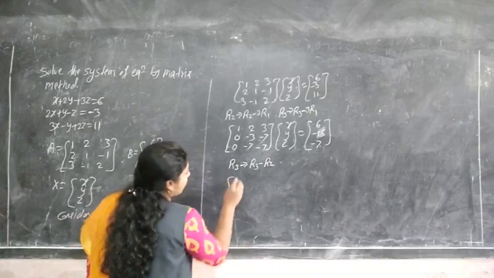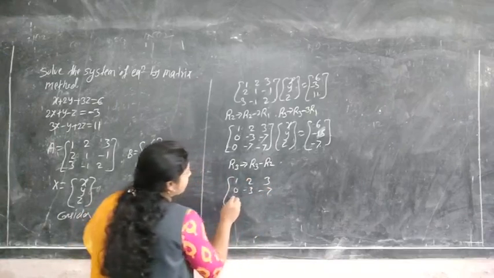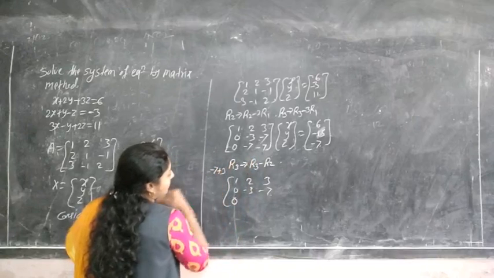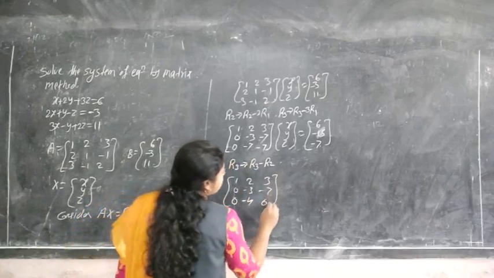So you will get first row as it is. Second row also as it is. Third row, R3 minus R2. So minus 7 minus of minus, plus 3. So here you will get minus 4. And this value is 0.